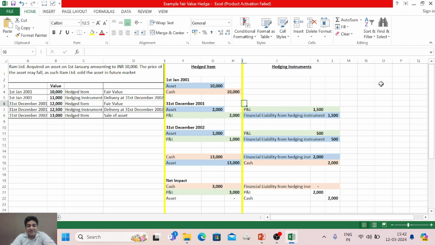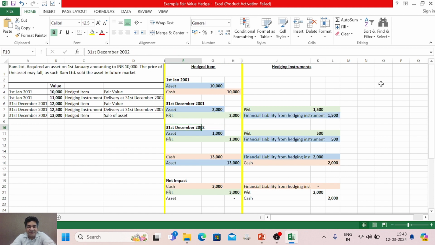Similarly, on 31st of December 2001, on the hedging instrument, because there was a loss of 1,500 rupees, 12,500 minus 11,000 rupees, profit and loss account was debited because all my losses will be debited, and the corresponding impact was taken on the financial liabilities from hedging instrument. So my financial liability from hedging instrument was credited by 1,500 rupees.